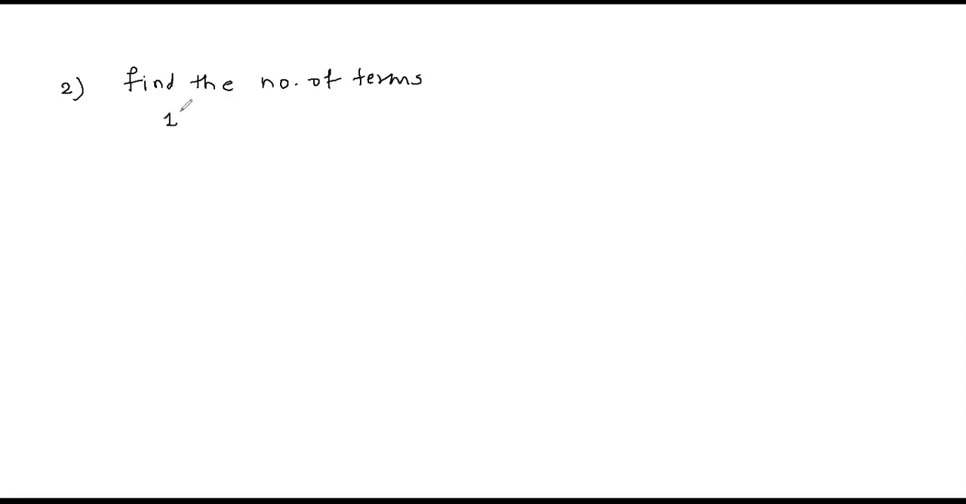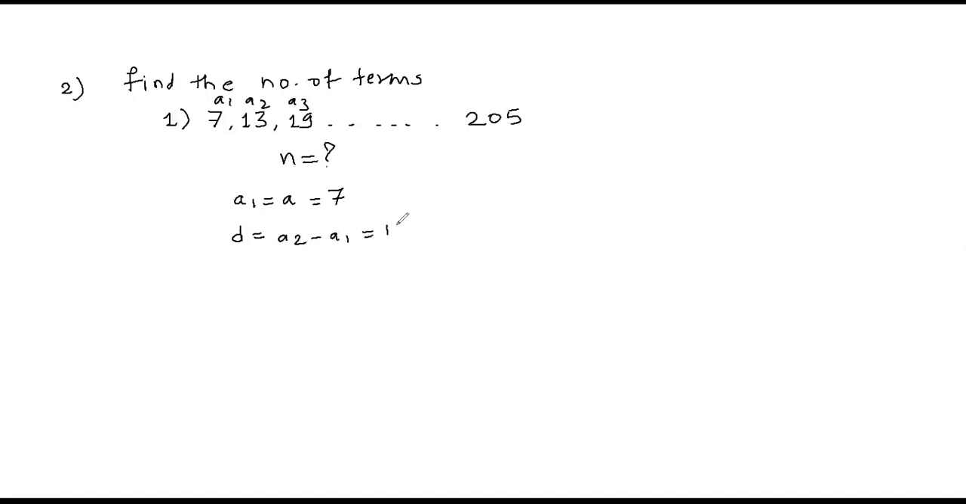Okay, so for example, the question is like this: 7, 13, 19, and it goes on, and we don't know this term. So we have to find the value of n here, that is, how many terms there are in this AP. But what are the given conditions? The first term is given, that is a1, which is a, equal to 7. We can also find the common difference, the same method: a1, a2, a3. We subtract the first term from the second term, which gives 13 minus 7, which is nothing but 6. Fine.